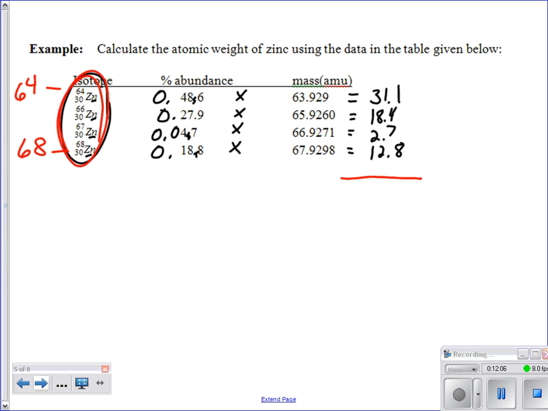Okay, anybody get an answer? Very nice. So there we go, 65.38, and that's going to be AMU. So that looks really reasonable to me, because we see that we've got the greatest percentage up here, so right around 65 point something. That looks real reasonable to me. Okay, now I think we're going to work in a little bit different direction.